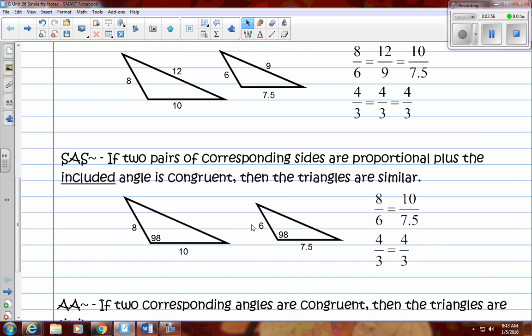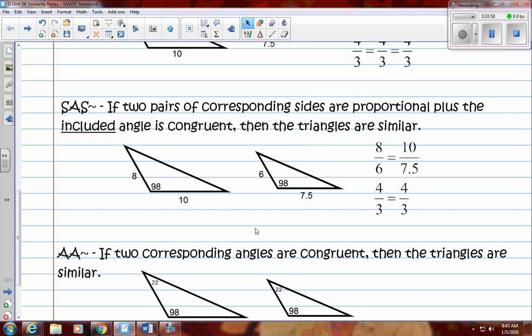Okay, side angle side, again, we've seen this before, except instead of two sides being congruent, we're going to say that we need two sides to be proportional plus the included angle. Remember, we talked about the included angle has to be formed by the two sides that in this case need to be proportional. So 98 and 98 would be the included angle between sides 8 and 10 and 6 and 7.5. So again, those sides need to be proportional.